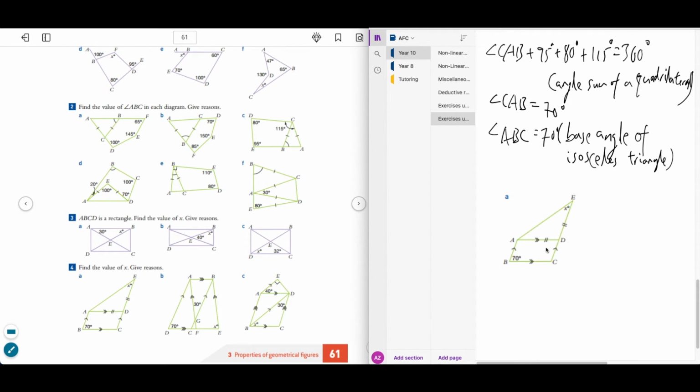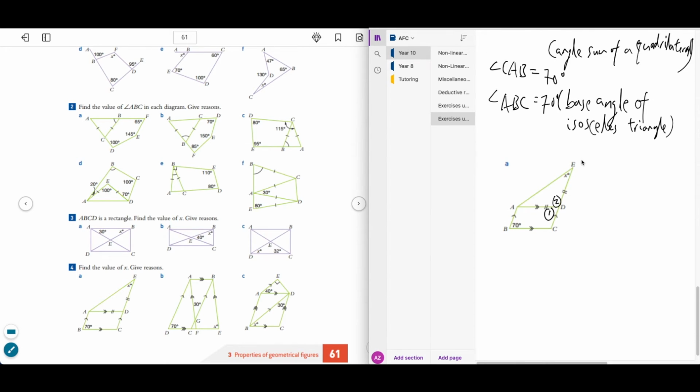Okay, so what we can do is this. We can work out this angle first, right? Because that's just the opposite angle of a parallelogram. And then we can work out what this angle is, right? Using supplementary angles, or you can say angle sum of a straight line. Once we know what angle ADE is, we can work out what angle AED is, because once we know one angle in an isosceles triangle, we can work out the other two angles.